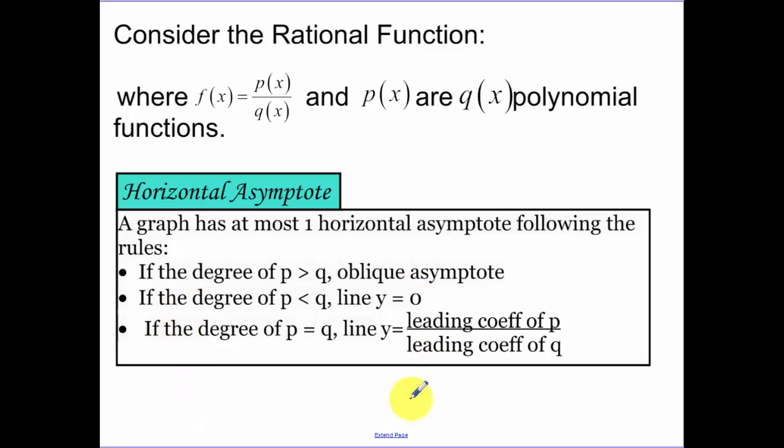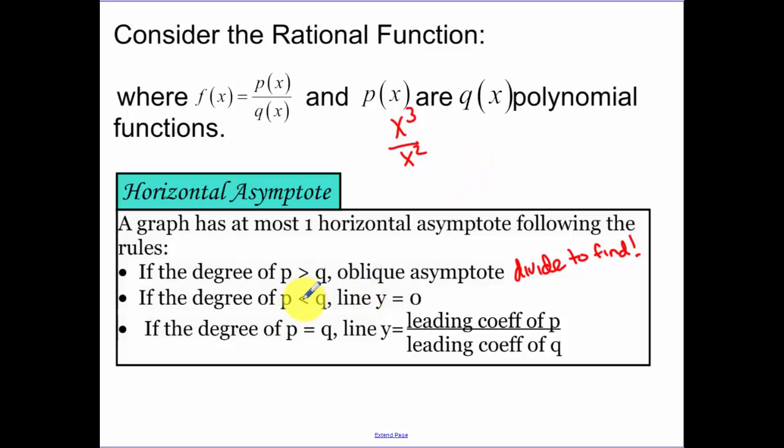Now there's three possibilities. Okay. If P is greater than Q, so if the power on the top is greater than the power on the bottom, like if I had x to the third over x squared, that's an oblique asymptote, but we would have to divide to find the asymptote. Okay, so we'd have to divide x squared into x cubed, and I'll do an example of that.